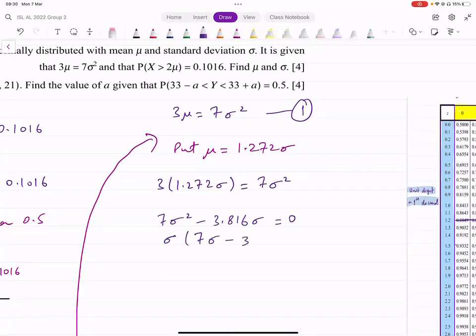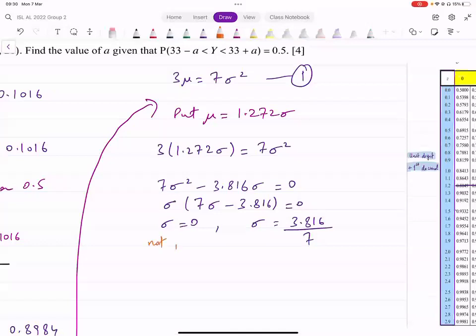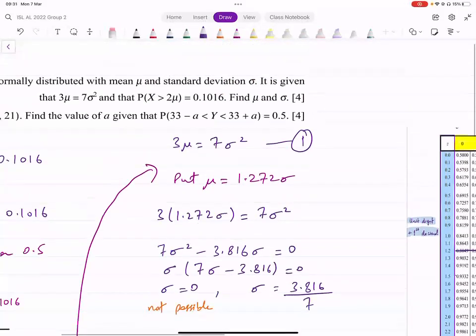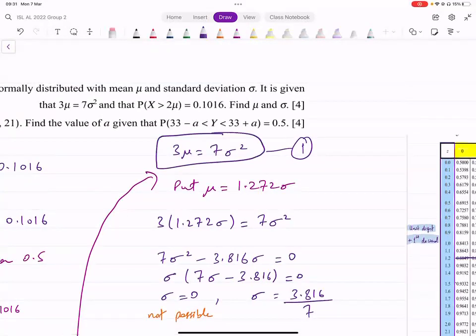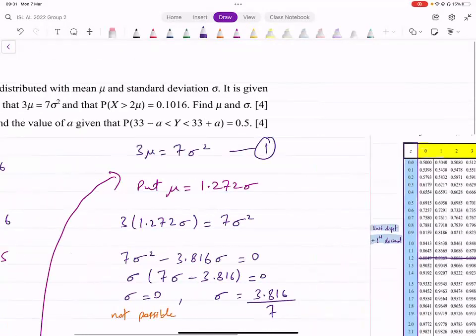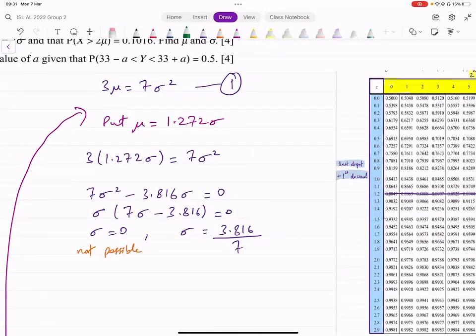7 sigma minus 3.816. And then you would say either sigma equals 0 or sigma equals 3.816 over 7. ये हो नहीं सकता. This is not possible. So that's why you can ignore this. ठीक है, क्योंकि अगर ये होगा तो फिर मीन भी आपका 0 हो जाएगा. ये रिलेशनशिप दिया हुआ था उसमें मीन भी 0 हो जाएगा. It doesn't make sense in that case. फिर आपका सारा डेटा 0 0 ही होगा, which is kind of weird. तो ये नहीं पॉसिबल. यहाँ से आपका सिग्मा की वैल्यू आ जाएगी.